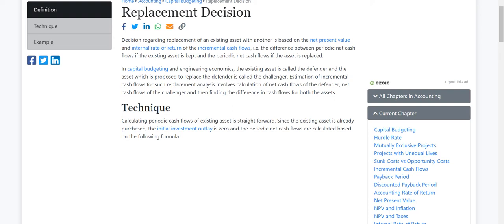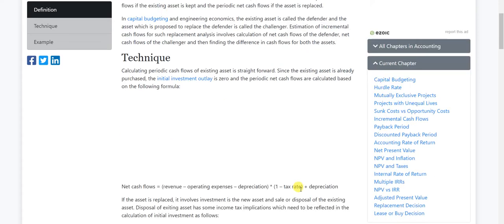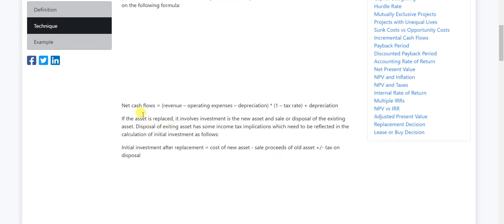Technique: calculating periodic cash flows of the existing asset is straightforward. Since the existing asset is already purchased, the initial investment outlay is zero and the periodic net cash flows are calculated based on the following formula. So here is the formula. Net cash flow is equal to, in brackets, revenue minus operating expenses minus depreciation, into 1 minus tax rate, plus depreciation.